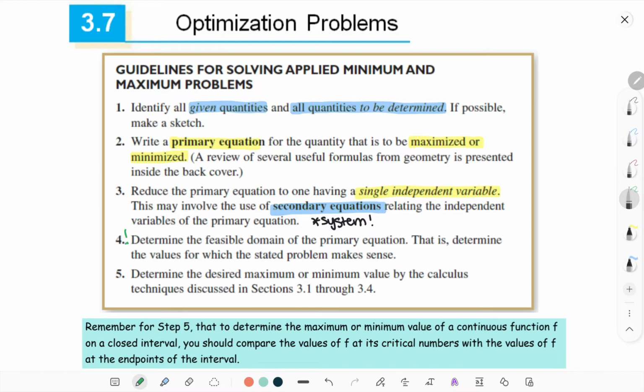I need to think about the feasible domain of my primary equation, right? So think about what values of x, what are my independent variables? What values am I allowed to be working with? Because I need to be using the extreme value theorem, which tells me that max or min might not actually be the local max or min. I'm talking absolutes here.